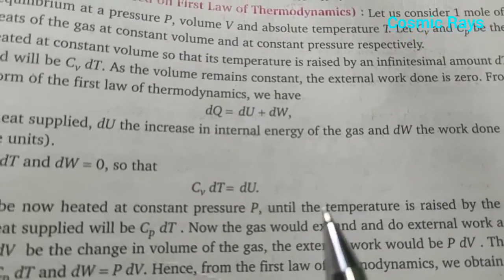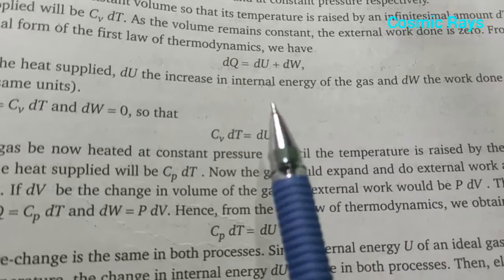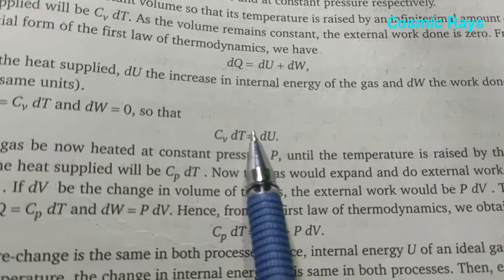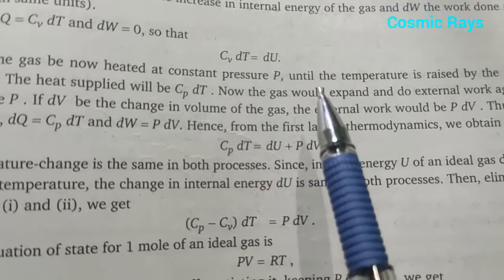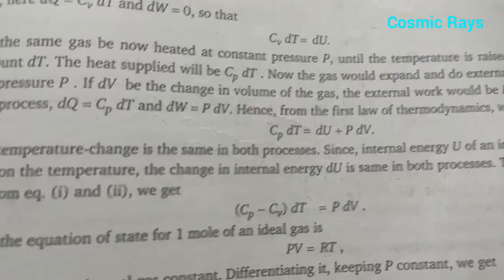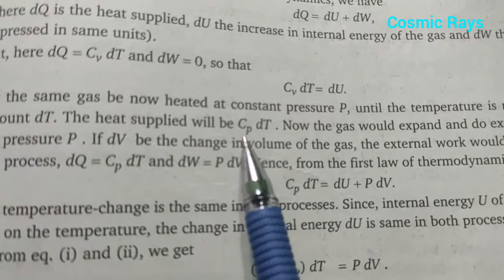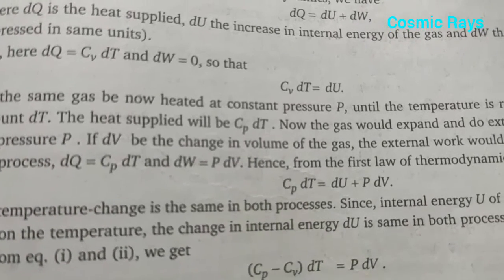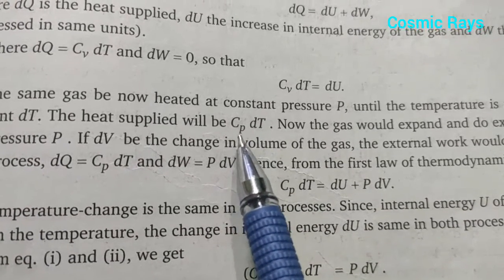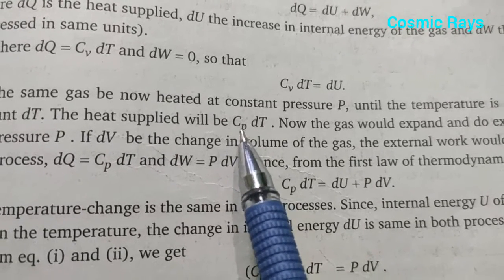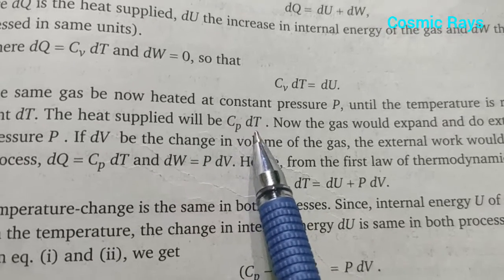Now we heat the same gas at constant pressure. In this case we had heated it at constant volume. Now we are heating it with constant pressure. So at constant pressure again there is a rise in temperature, and we assume it to be dt only. Now the heat supplied in this case will be specific heat multiplied by the increase in temperature. So specific heat in this case is Cp because we are heating it at a constant pressure, multiplied by the increase in temperature dt. So the gas would expand.